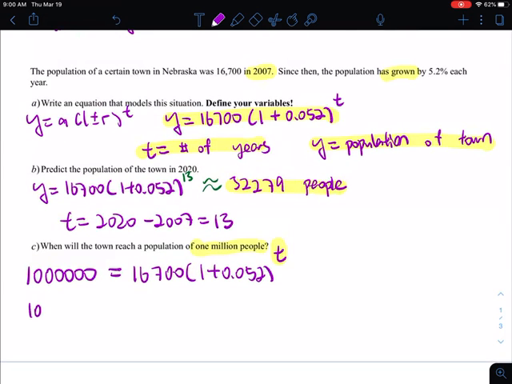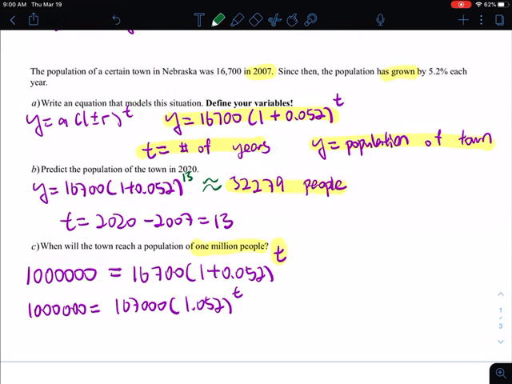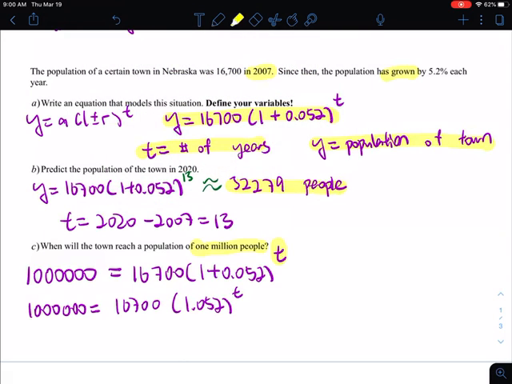Okay, so let's go ahead and first simplify this a little bit. So 1 million equals 16,700, and then we can add those two on the inside, to the tth power. Okay, so if you want to solve for t, let's first try to get rid of the coefficient in front. So let's go ahead and divide both sides by 16,700.